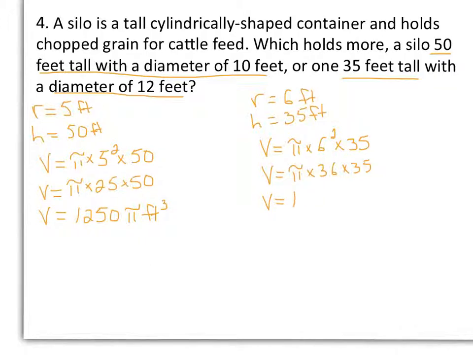or 1,260 pi feet cubed. So just by a little bit, the second silo holds more.